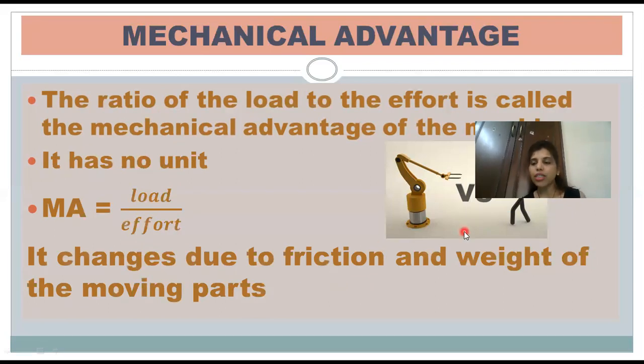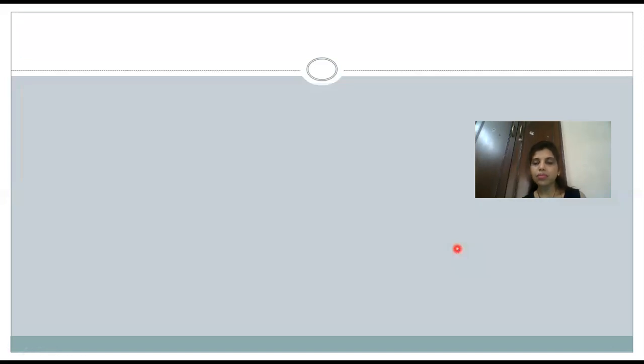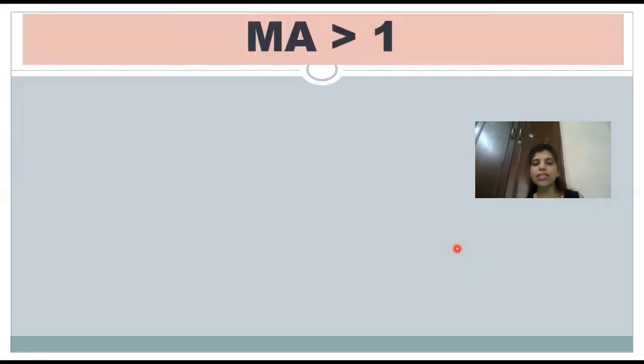So if there is friction between the moving parts, and when you are talking about a simple machine, there are different parts and they have got weight. So because of that weight and friction, the mechanical advantage is always going to differ. It's going to decrease or increase accordingly whenever the machine is in use. So it changes due to that. It's going to be affected. Now the next topic we are going to understand is the differences in mechanical advantage.